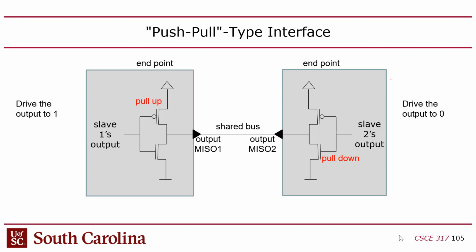So if I pull up one entity, one of the slaves says, I want to drive the MISO wire to 1. And the other one says, I want to pull it to 0. Now we have a conflict.